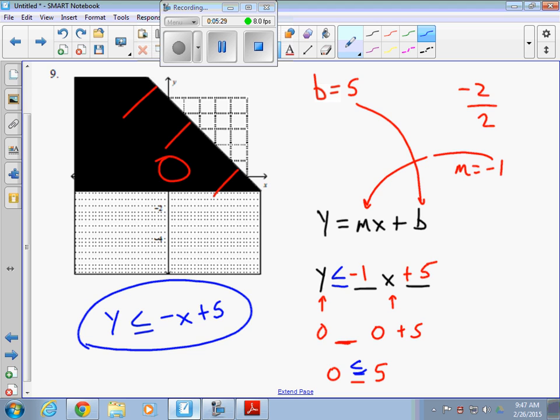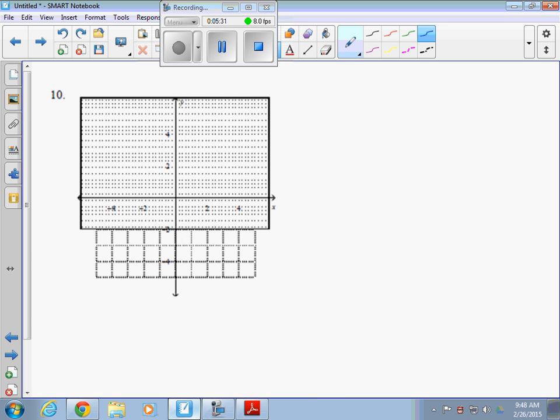Number 10 is slightly easier, but my picture is probably even worse for this one, because it is a horizontal line. So we know we're only going to deal with one variable. Again, we have a solid line, and it's showing everything above that. That's on the y-axis, so the y value is at -2. If it were just an equation, it would say y equals -2. We know that's not true. It's not just an equation.